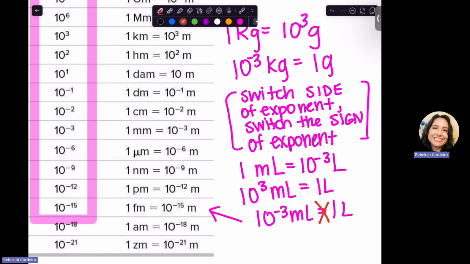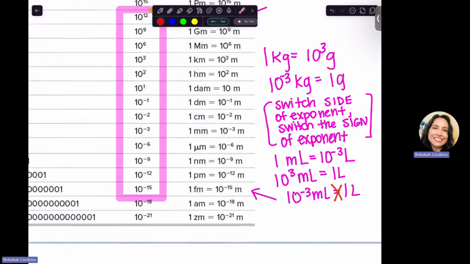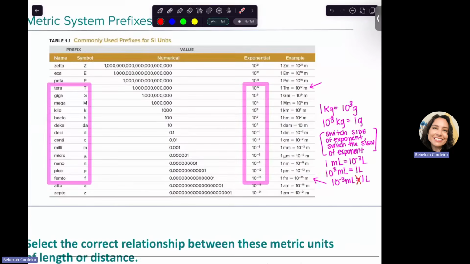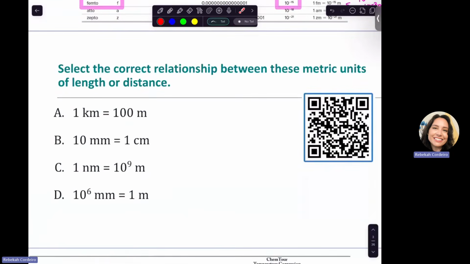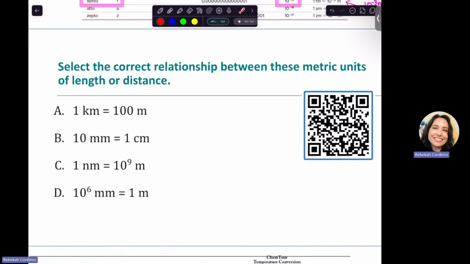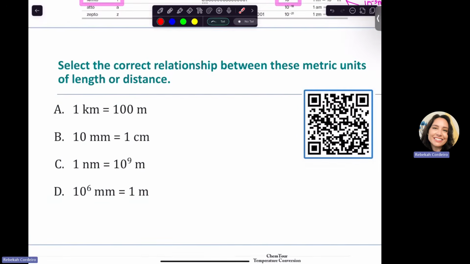So think about what you're doing when you're writing. You're memorizing these, but we're also memorizing them with the intent of writing them like this as equalities. We can use them as conversion factors in our unit conversion practice. So here's a question, and we may do this one in class, but here's a question you can think about answering. So you can pause and think about this one. Answer is B.